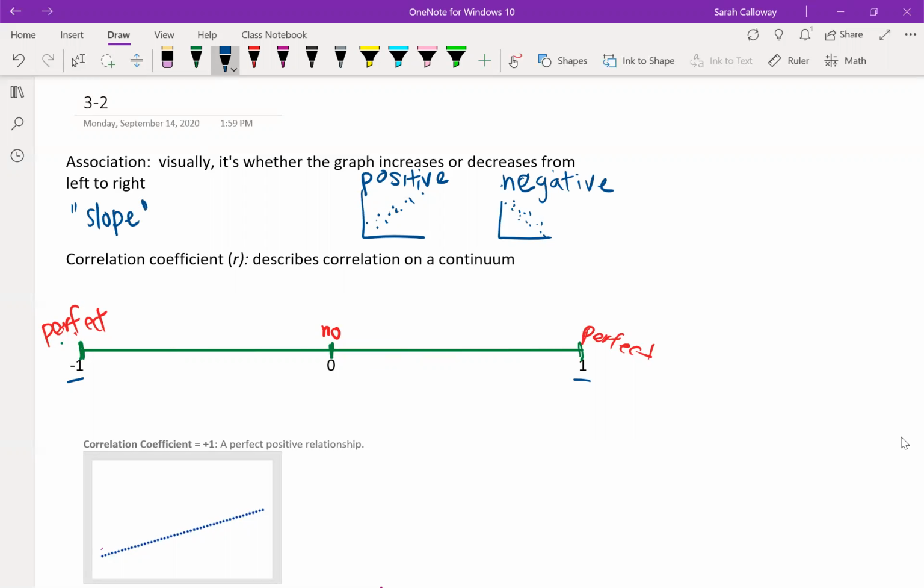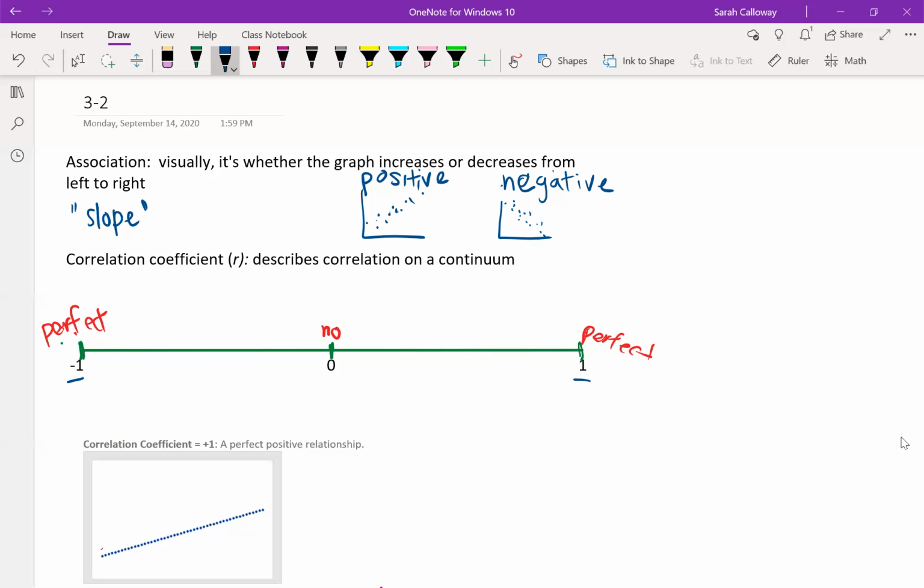So the correlation coefficient has essentially two parts. One part is that association, whether it's a positive association or a negative association. The other part is the strength. So if I have a strong correlation, the correlation coefficient is going to be a number that is close to 1. If I have a strong positive, that's going to be close to positive 1. If it's a strong negative correlation, then it's going to be close to negative 1.